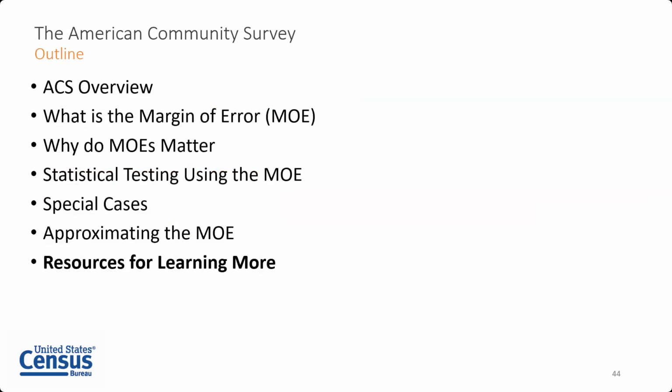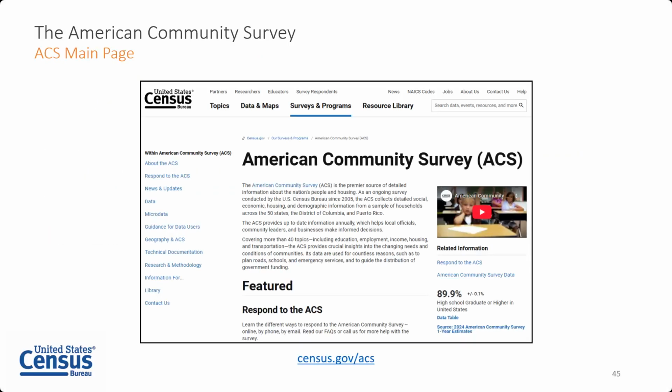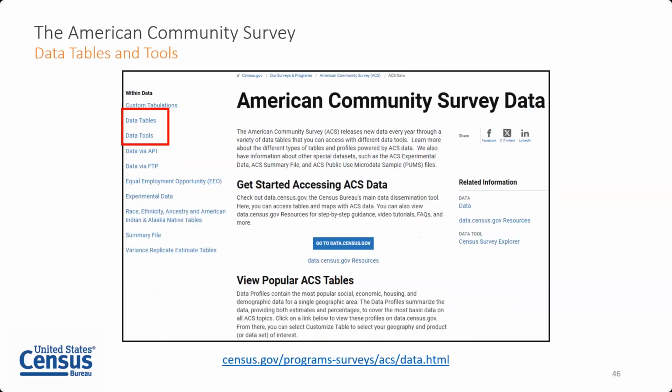So now let's talk about the variety of resources the Census Bureau provides for learning more about ACS data, MOEs, tools, and about the survey at large. The best starting place for any ACS related resources is the ACS website, census.gov/ACS. This website contains a wealth of information about the survey, data products, tools for data users, and other helpful information. Our MOEs are, of course, found alongside the data.